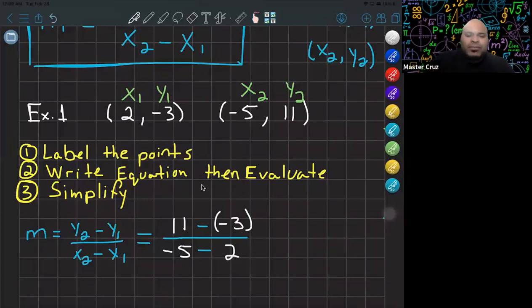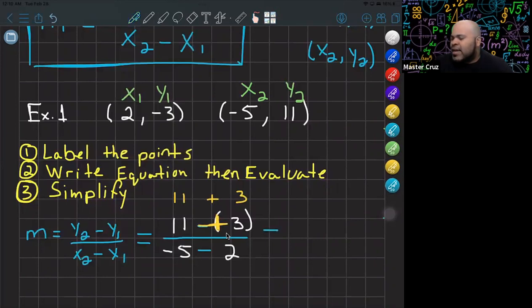So I evaluated my formula. Now I need to simplify. Every time that I have minus negatives, hopefully you remember what to do here. You need to connect them, right? So we're going to connect them because with the parentheses, you're going to make a plus sign. So in reality, this says 11 plus 3. That's exactly what that says. That says 11 plus 3.